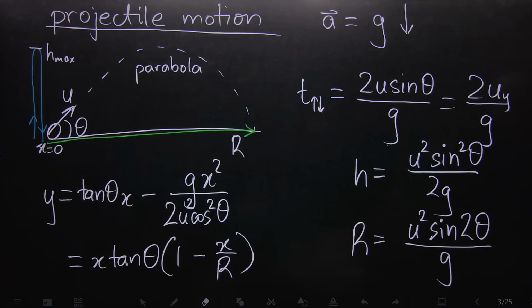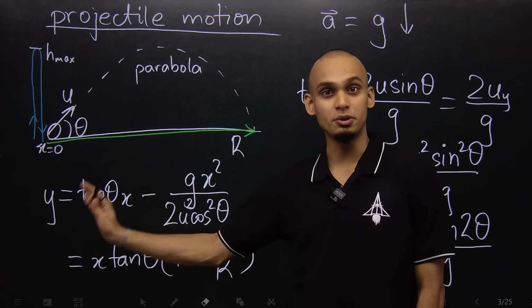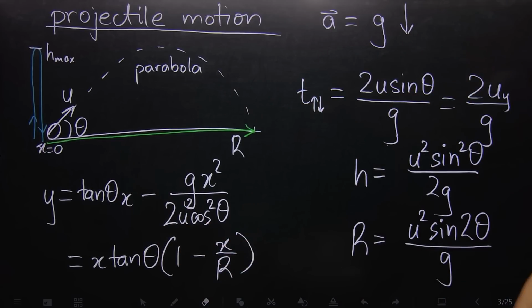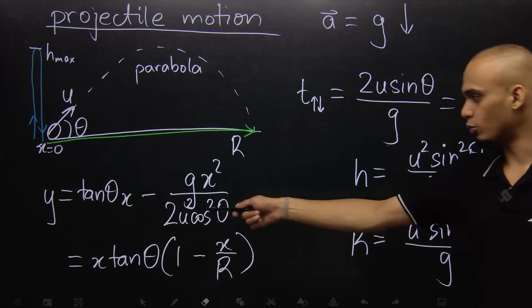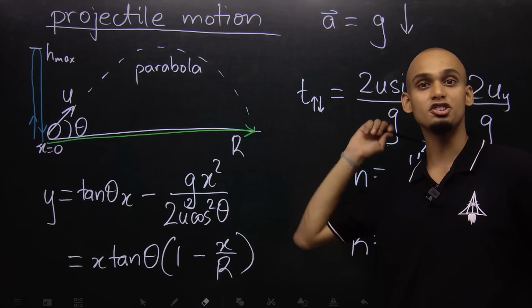So you have a choice. You can either remember the equation of trajectory, or you can keep in mind every single quantity, which is easier to memorize than the equation of trajectory, but the information is stored the same.